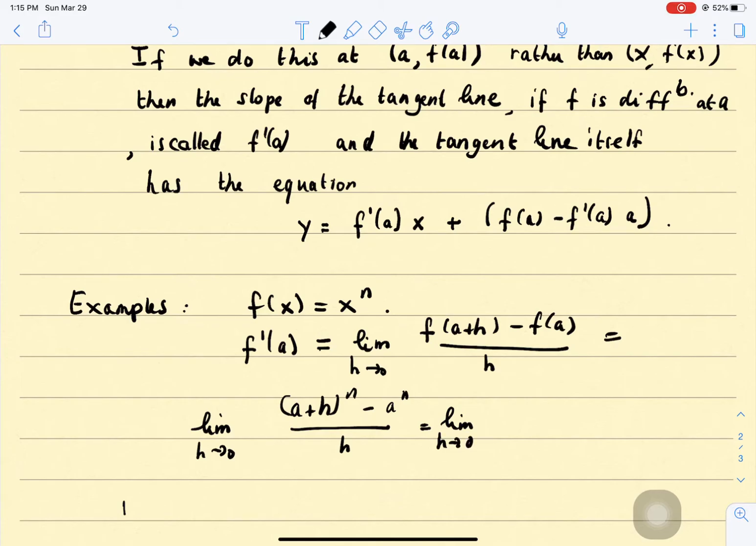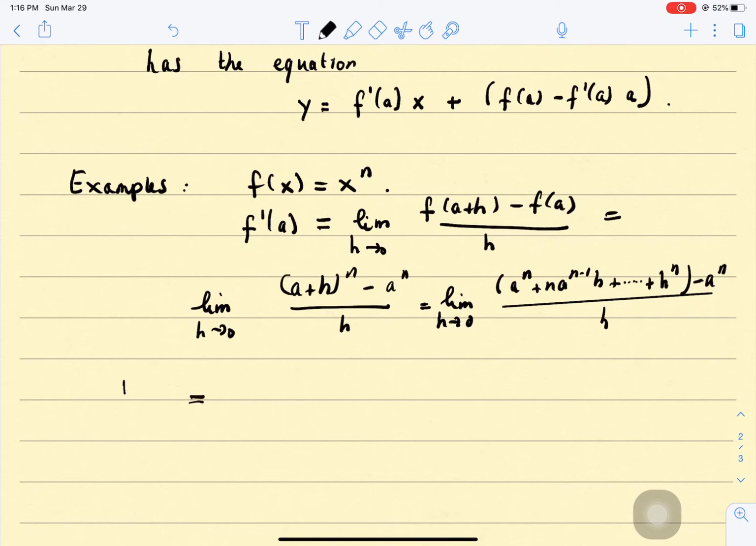and then we get the binomial expansion: a to the n plus n times a to the n minus 1 times h plus dot dot dot plus h to the n, minus a to the n, divided by h. And that is equal to the limit as h goes to 0 of, the a to the n cancels out of that. I'm going to look at the second term of the numerator, divide that one by h. That means I get n times a to the n minus 1.